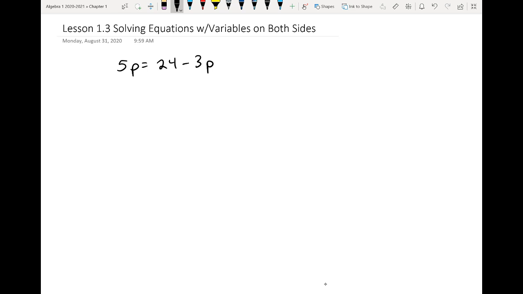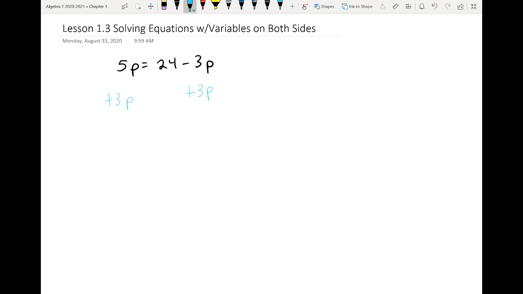What's going to happen here is we're going to want to make sure that we move over this term in particular, minus 3p. And the reason is this: if I were to subtract 5p over here, I'm going to have a 0, and I'm going to have to move this negative 24 to the other side. So I can do this all in one shot, as long as I'm just trying to isolate all my variable terms on the other side. So I'm going to add 3p to both sides here.